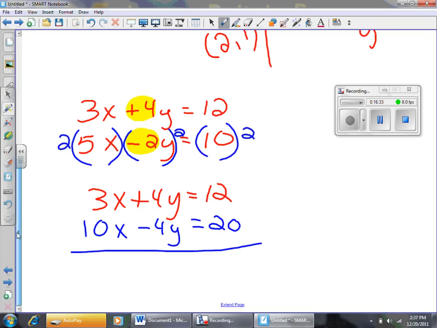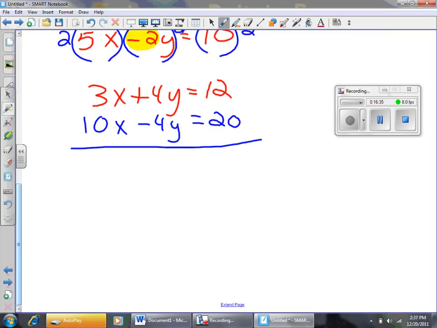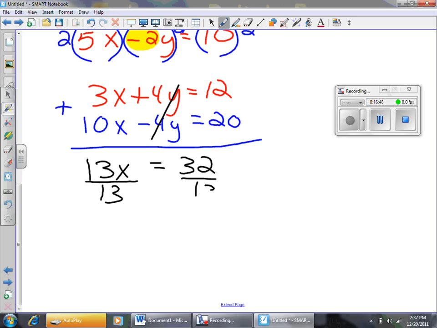Now, if I go ahead and add, I will end up getting 13x. Those will cancel, and that'll equal 32. All right, I'll divide each side by 13. Okay, x will equal 32 over 13, or that would be the same as 2 and 6/13. So just a smidgen more than 6.5 if you're thinking about it.